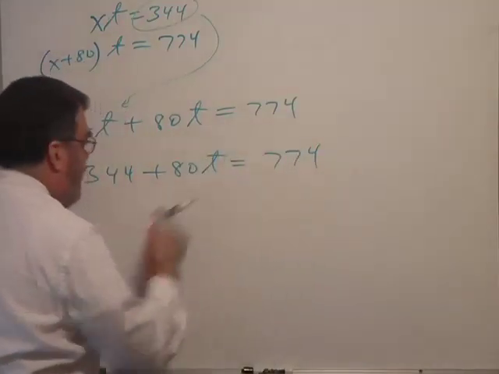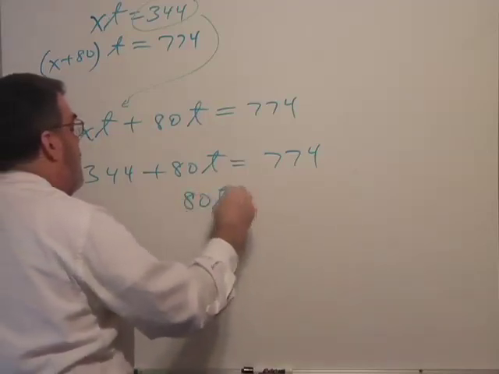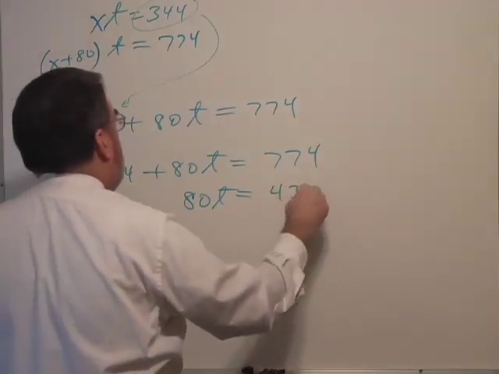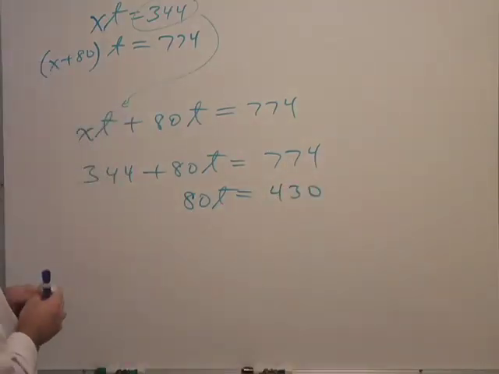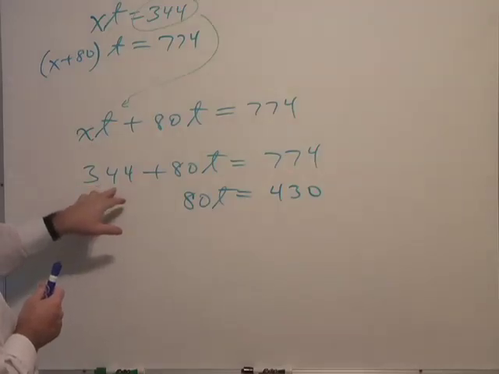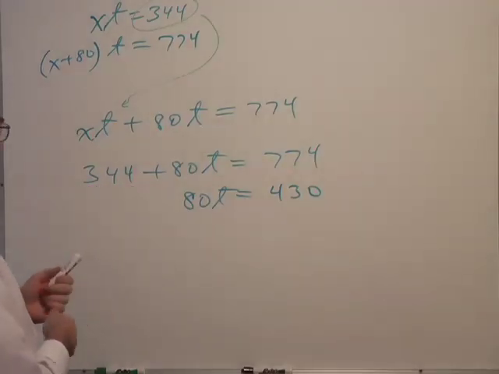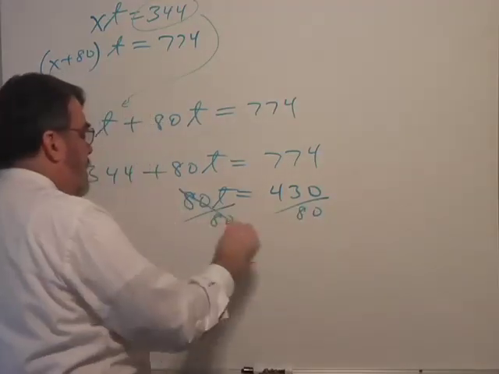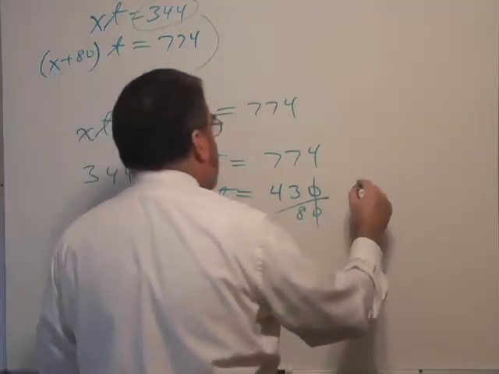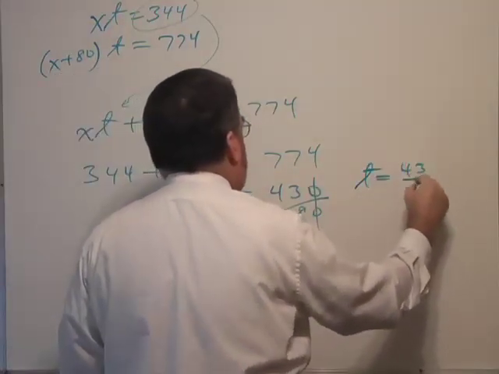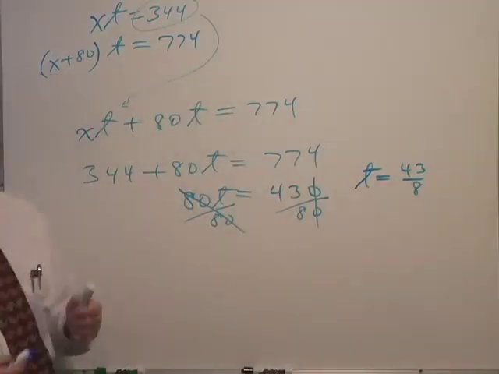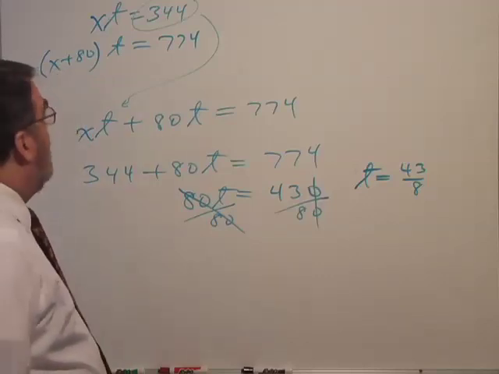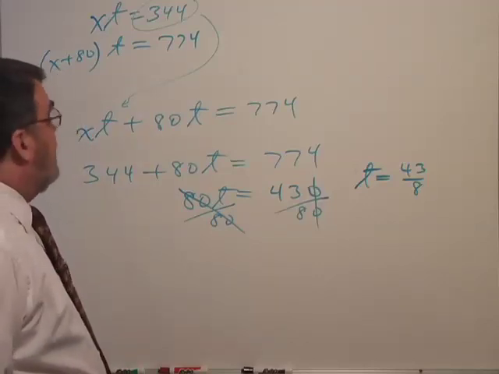So if I subtract 344 from both sides, I get 430, I think. Is that right? 430, yeah. And then solve for t, divide by 80. And t would be 43/8. Now if you want to call that 5 3/8, that's okay. In decimals, that would be, I think, 5.375. Whatever the case, I'm just going to leave it that way.